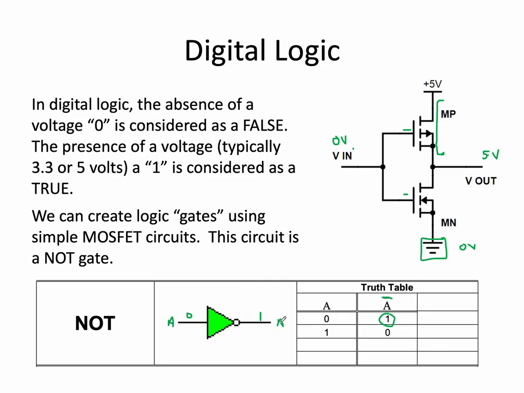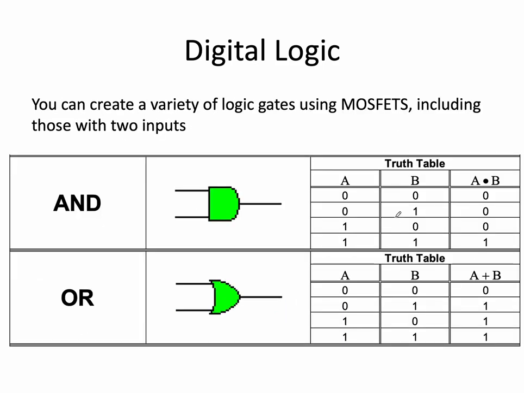And so the output here is not A. So if you put in a 0, you get a 1. If you put in a 1 into the input of a NOT gate, you get out a 0. And again, 0s and 1s are represented by the absence or presence of a voltage. We talked about that before. There are other logic gates as well.